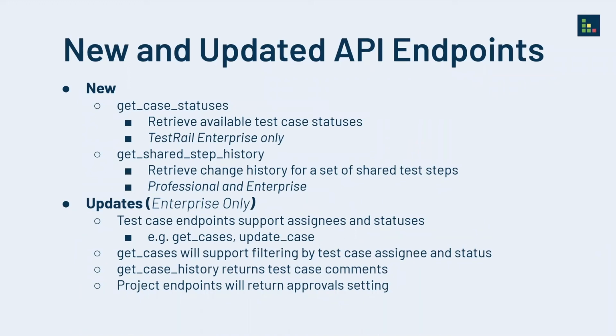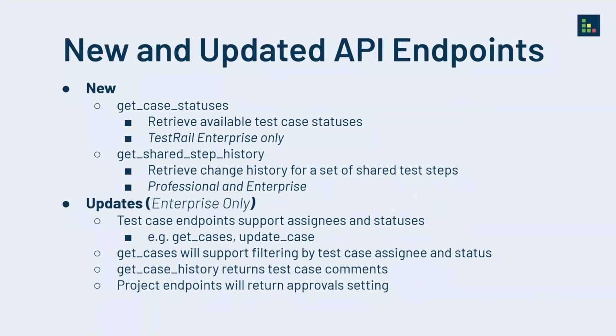Some updates to API endpoints. We have added or updated test case endpoints to support assignees and statuses. All of the new functionality is going to apply to endpoints for getting test cases and updating test cases. When you send a get cases, you can also filter by the test case assignee and status. And the get case history endpoint is where you will be able to retrieve your comments for your test cases.